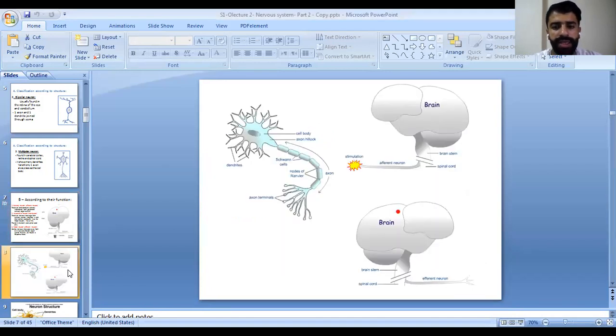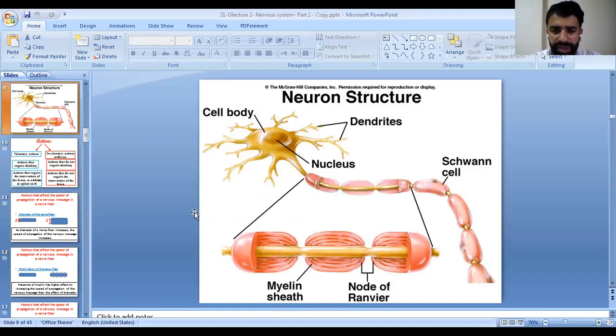Okay, so let's move now to the structure of the neuron. This is the myelin sheath. We said that myelin is a lipoprotein that has an insulator role, and it has a role in accelerating the nervous message. Why? Because in the myelinated axon, the message will move in a saltatory manner, jumping over the myelin sheath between the gaps. These gaps are named nodes of Ranvier.